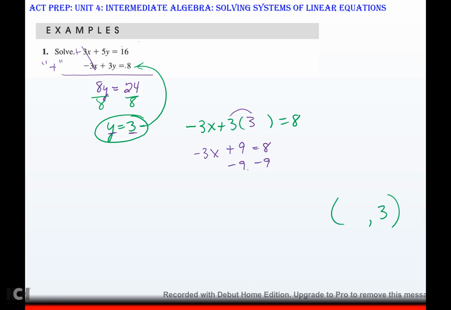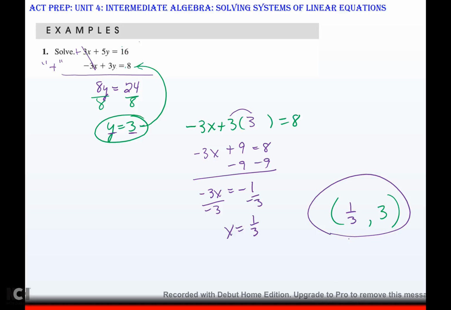Then minus 9, I get negative 3x equals negative 1. Divide by negative 3, and I get x equals a positive 1/3, because a negative divided by a negative is a positive. And my solution then would be 1/3, 3.